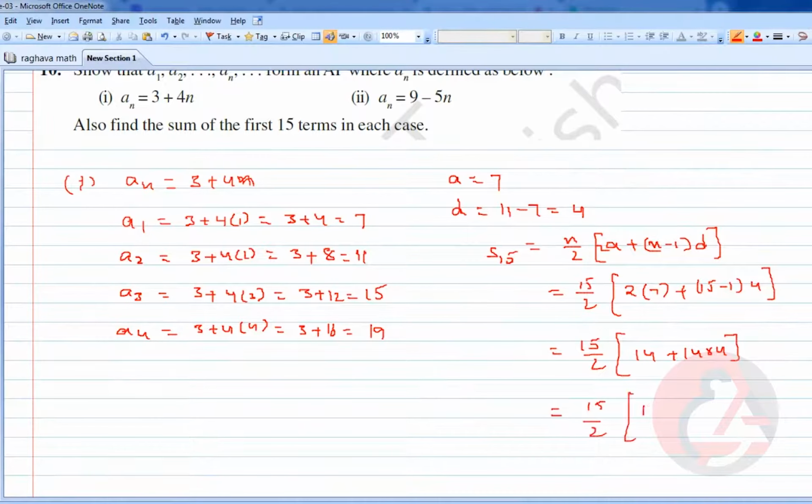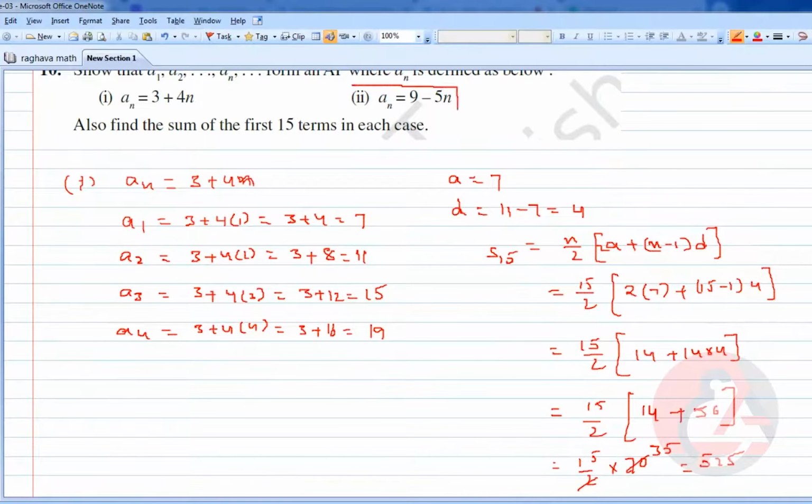15 by 2 into 14 plus 56. This is 15 by 2 into 70, that is 35. So 35 into 15 is how much? 525. It's right. Same way, try the second question, everyone.